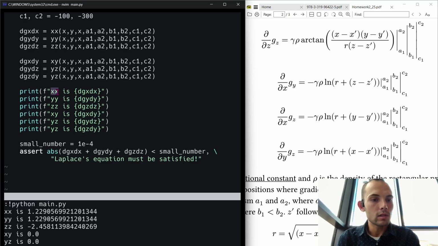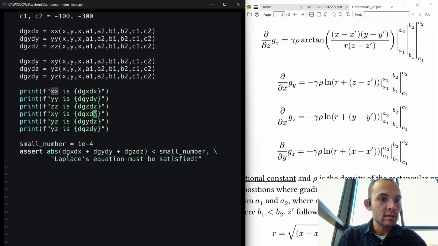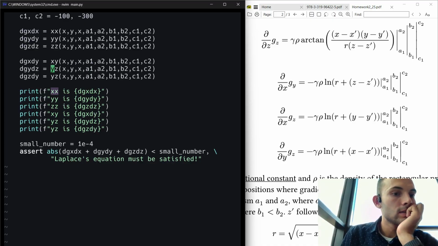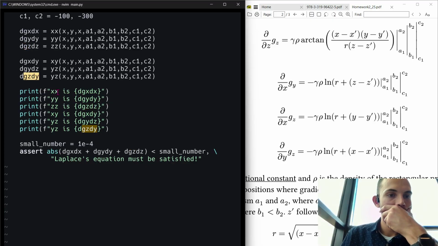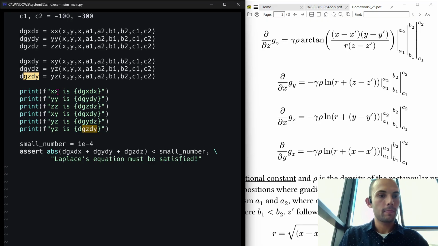But that last one, should that really be 0? Let's see. GZ dy, YZ. No, it shouldn't, because I typed in the wrong function name. Man. If we ever get through this assignment without an error, it's going to be a miracle.